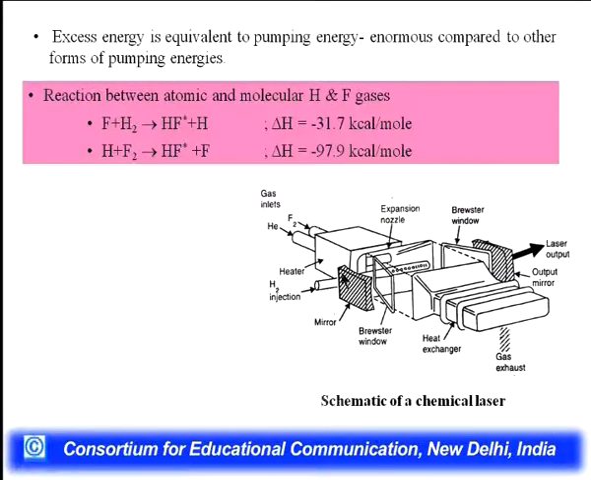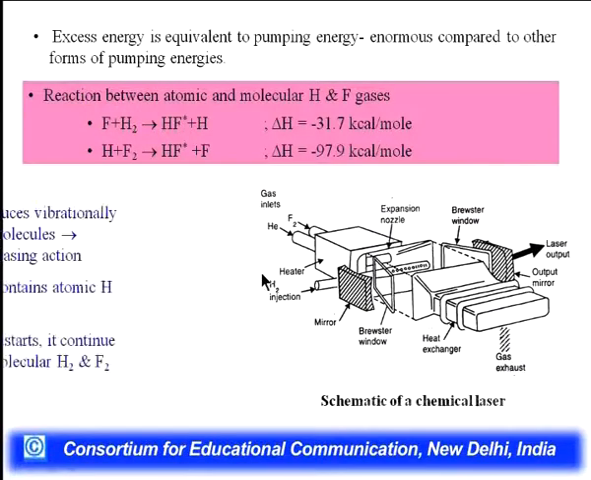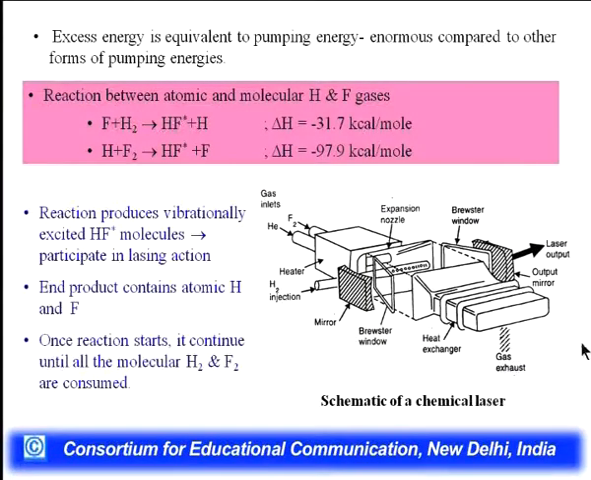This is a schematic diagram of a chemical laser. Here we see that the reaction produces vibrationally excited HF molecules, and these will participate in the lasing action. All the reactions take place at the vibrational level, and at this vibrational level we can get the lasing action. The end product contains atoms of hydrogen and fluorine. Once the reaction starts, it continues until all the H2 and F2 molecules are consumed, and it gives the laser output.